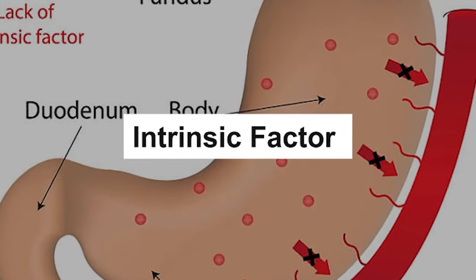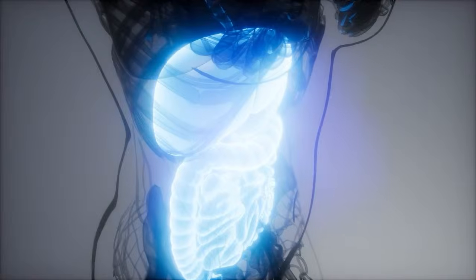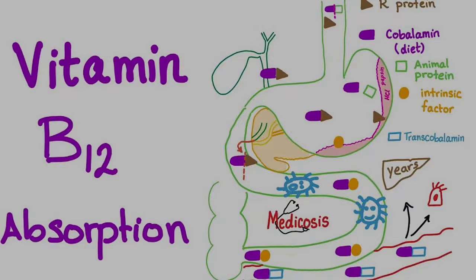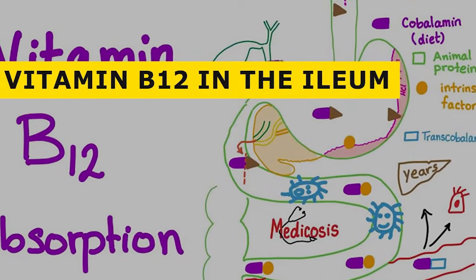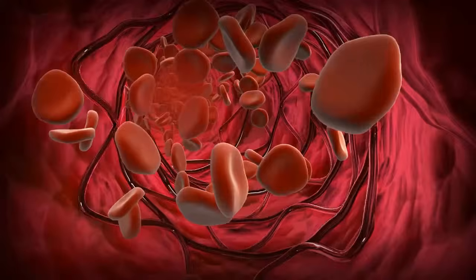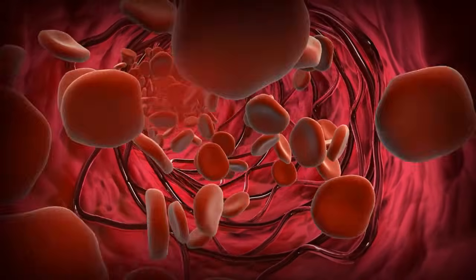Intrinsic factor. Intrinsic factor, also secreted by parietal cells, is essential for the absorption of vitamin B12 in the ileum. A deficiency in intrinsic factor leads to pernicious anemia, a condition characterized by impaired red blood cell production.